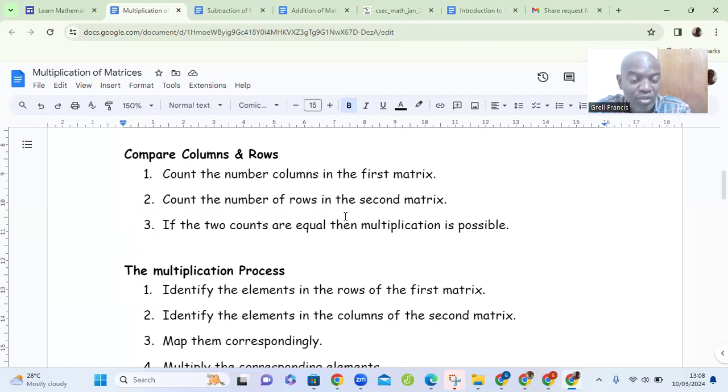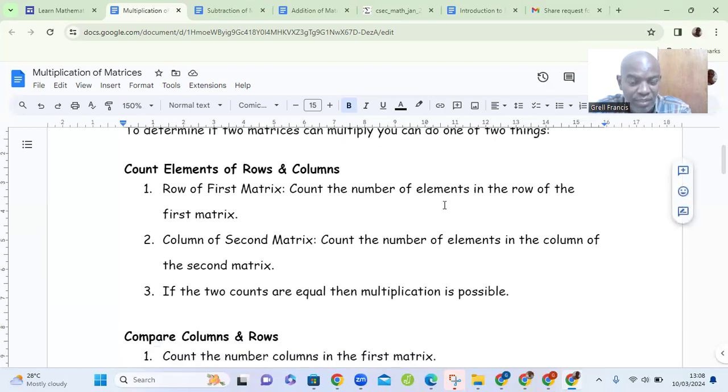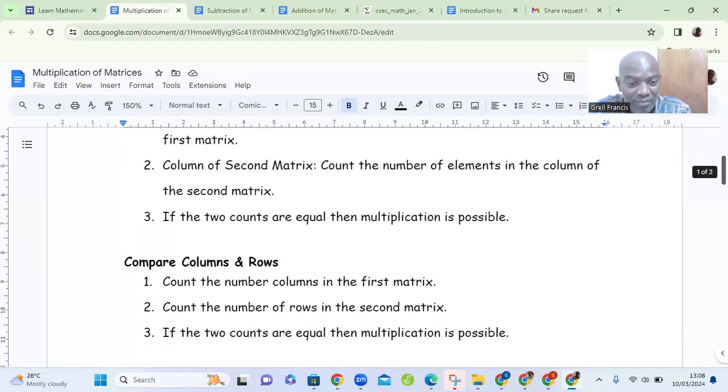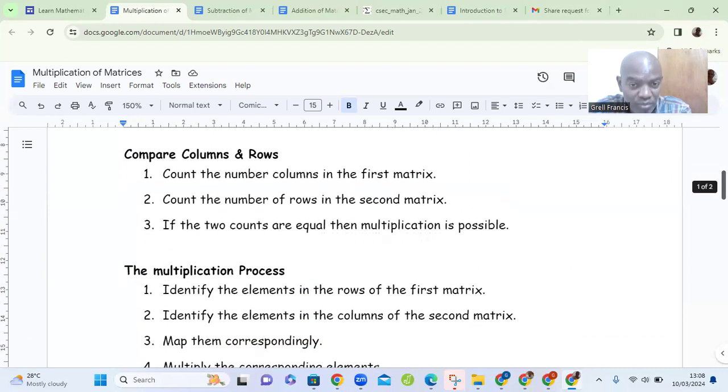Either you count the elements or you count the columns. If you're talking about the elements, then you talk about the elements in the row of the first, and the elements in the column of the second. I prefer the first approach, and you're going to see why. But if you want to analyze it using the columns and the rows, forget about the elements, then the columns of the first must be equal to the rows of the second.